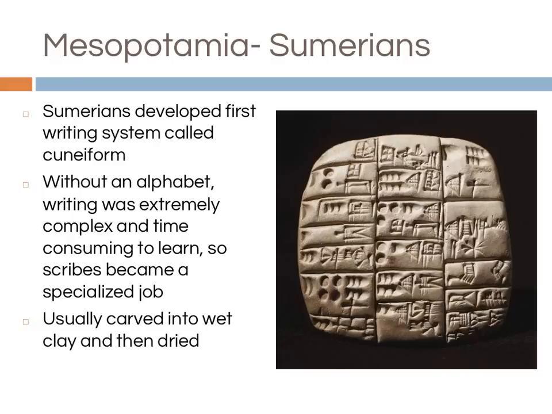The way the Mesopotamians used cuneiform is that they typically carved it into wet clay and then let the clay dry, and then they had a tablet which they would use. These were usually records for the government, records of financial transactions, important things that the priests needed to remember, generally things like that.